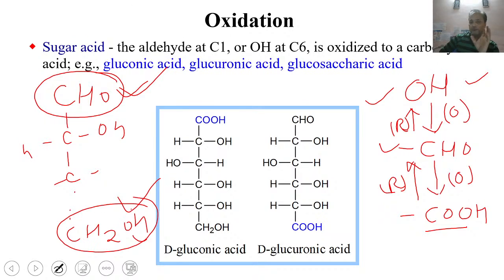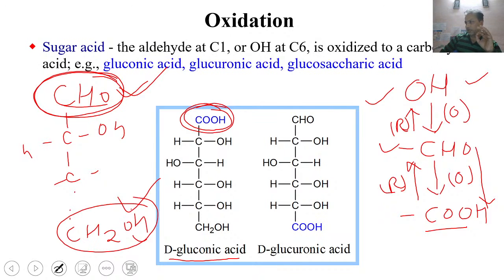So we can get three different kinds of products after the oxidations. If only the terminal CHO, carbon number 1, is oxidized, only CHO will oxidize and give you COOH, acid. So aldehyde after oxidation gives you acid. If only the first carbon is oxidized, we get an acid called gluconic acid.